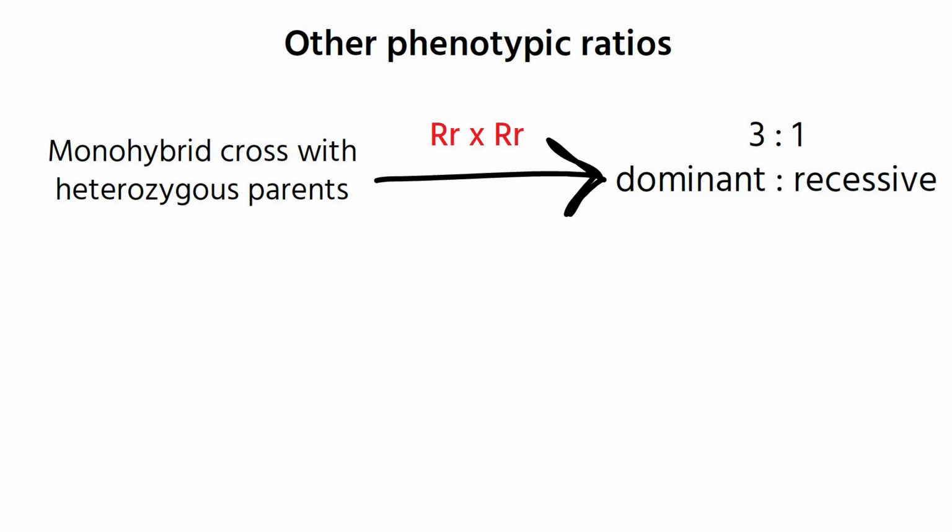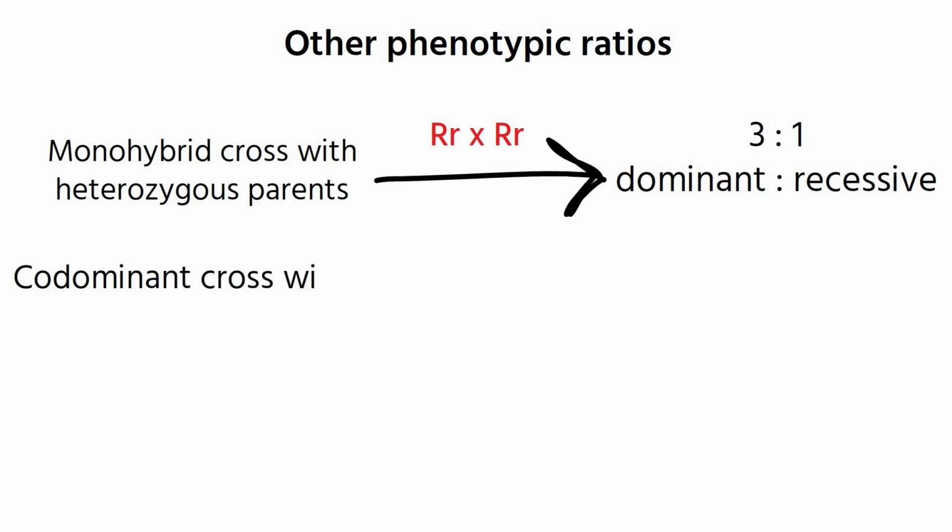Although you also have to remember for a monohybrid cross, you could cross a homozygous dominant with a homozygous recessive and get all heterozygous offspring. That's the other kind of ratio you need to know for a monohybrid cross. So you either get a 3:1 dominant to recessive ratio or all heterozygous offspring, depending on what your parents are.